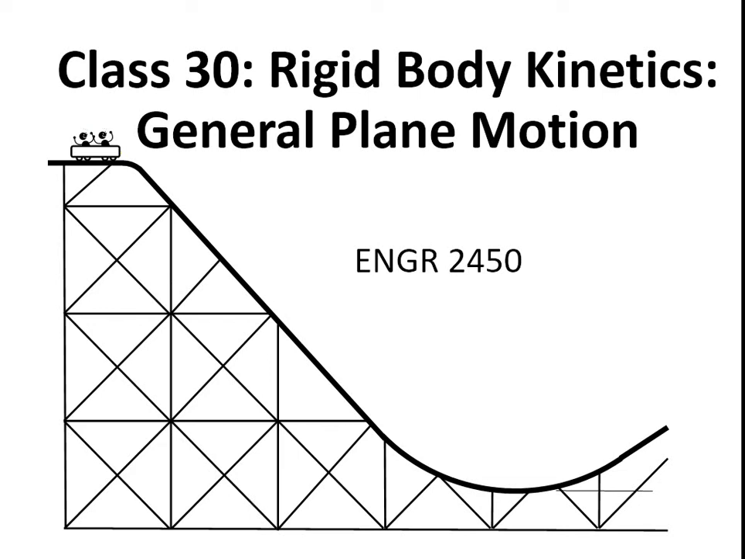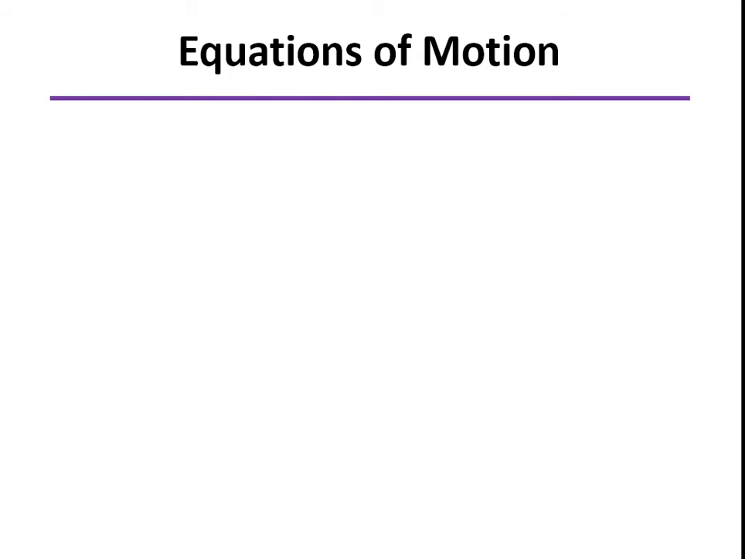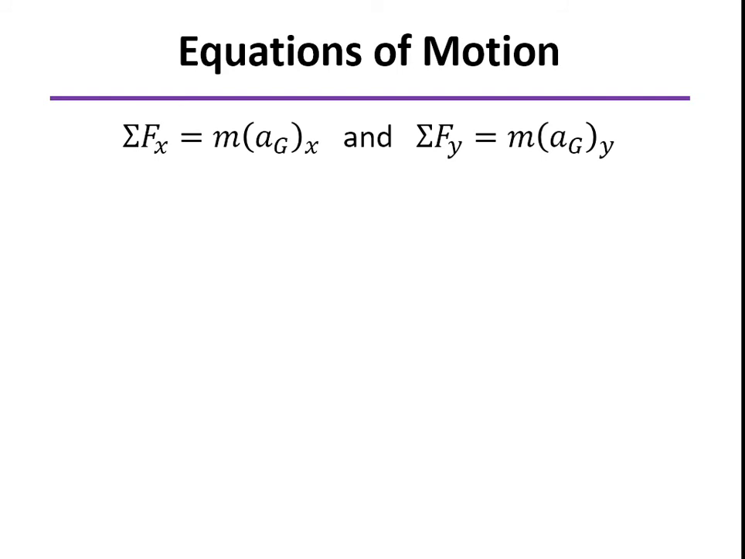Today we look at general plane motion of rigid bodies. Our equations of motion will be similar to those we looked at earlier for problems involving rotation about a fixed axis. We can sum forces in the x and y directions, set them equal to the mass times acceleration, recalling that because the accelerations of different points on the body are going to be different, we have to be specific that it's the acceleration of the center of mass in both the x and y directions.